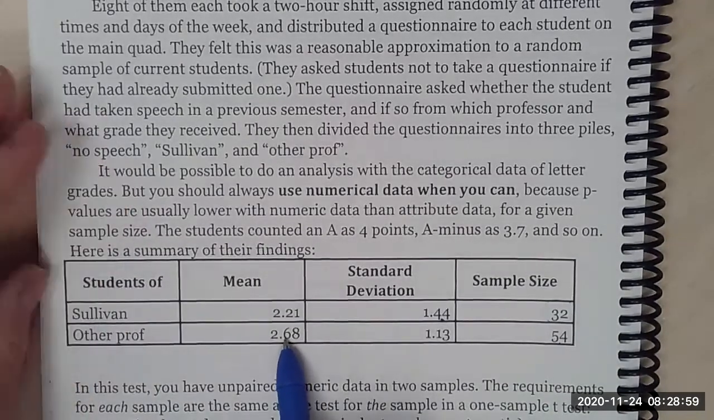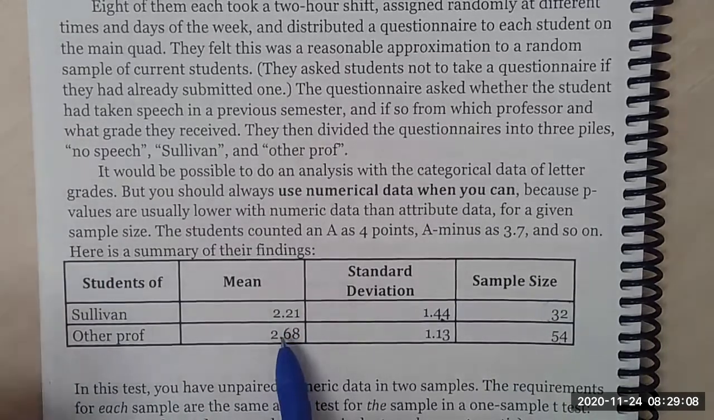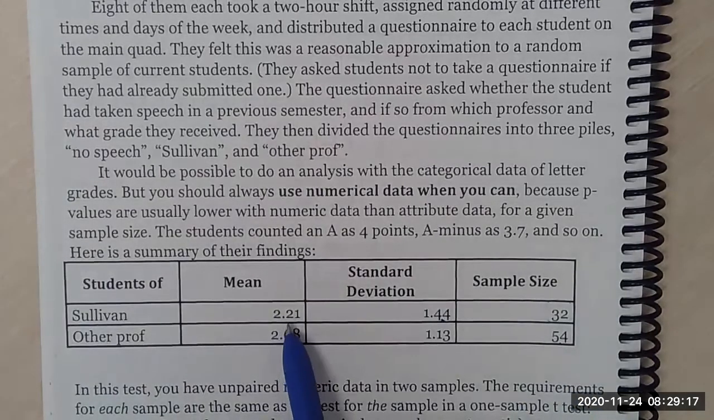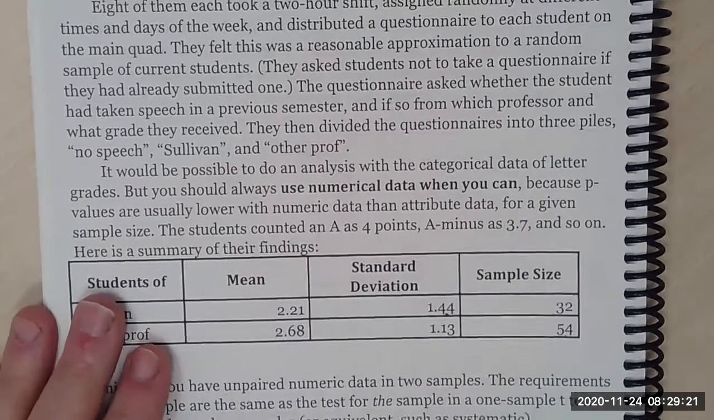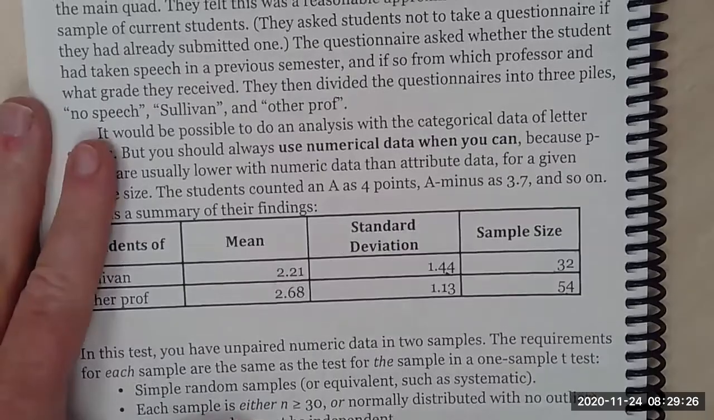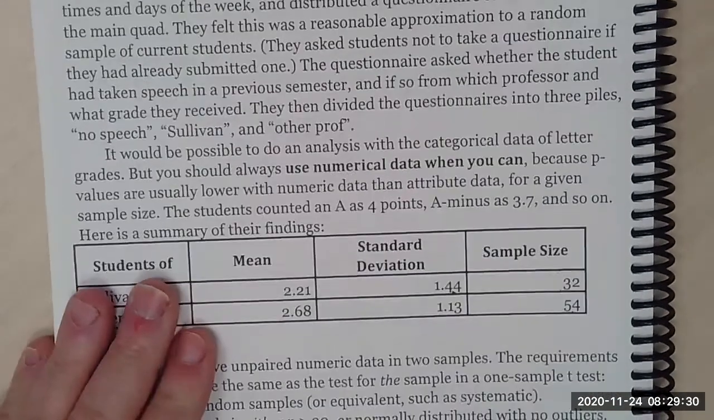So if you look, the GPA for the other letter grades looks higher than Sullivan's. Sullivan's is lower. So it does look like, with the sample of 86 that said, yeah, they took speech last semester, that Sullivan is harder. It does seem that way. But we want to make sure that, statistically speaking, with alpha being 0.05, we could agree with that wholeheartedly.